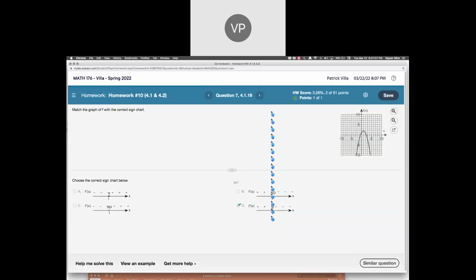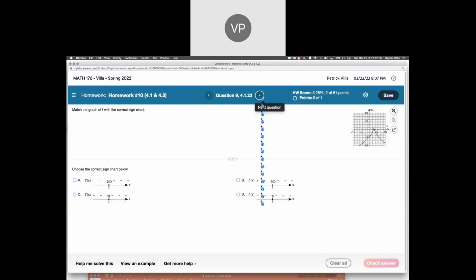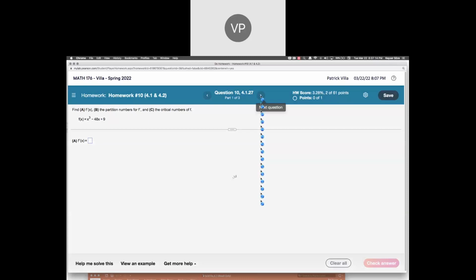All right, so let's jump to number 11. And trust me, they're going to get a little more difficult. The first ones are just kind of warm up to get you used to the information. So for the function below, we want to find the derivative, and then we want to find the partition numbers, and then the critical numbers.